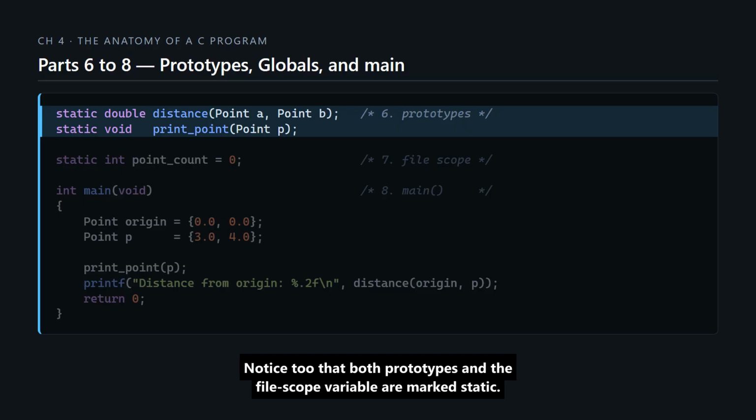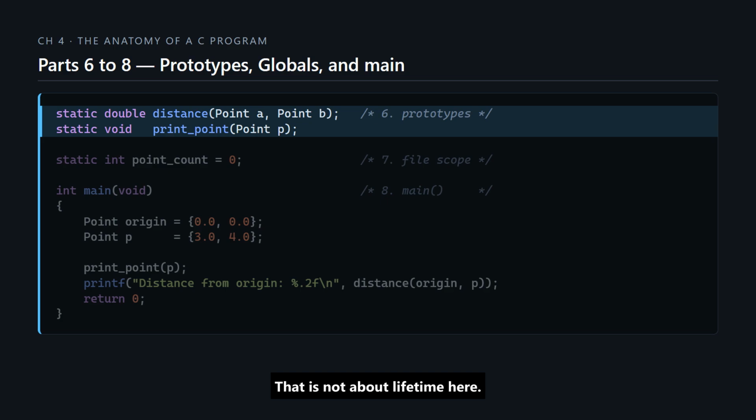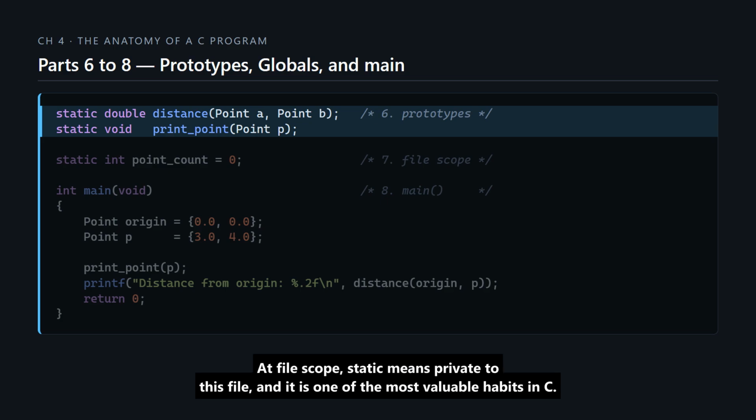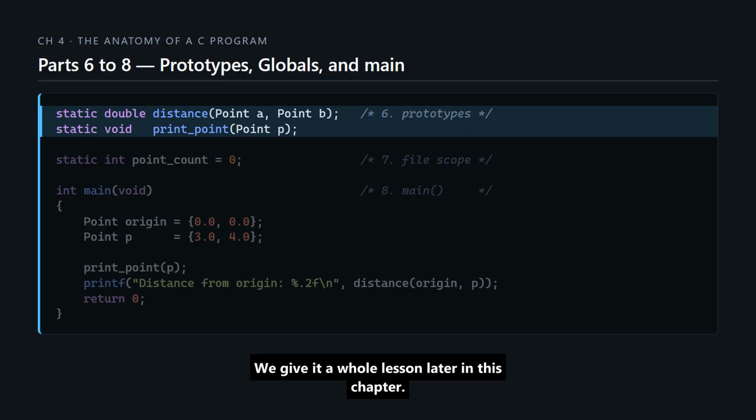Notice too that both prototypes and the file scope variable are marked static. That is not about lifetime here. At file scope, static means private to this file, and it is one of the most valuable habits in C. We give it a whole lesson later in this chapter.